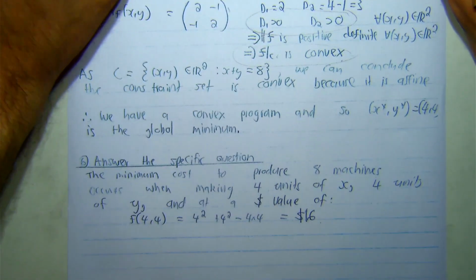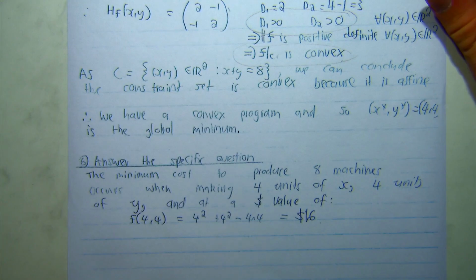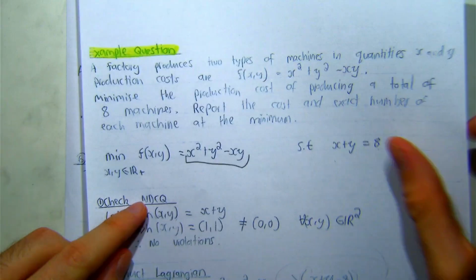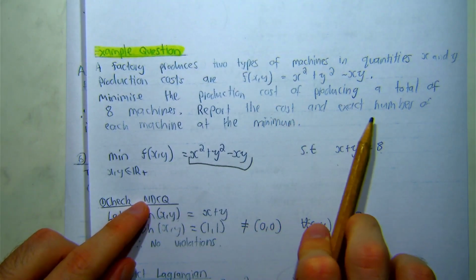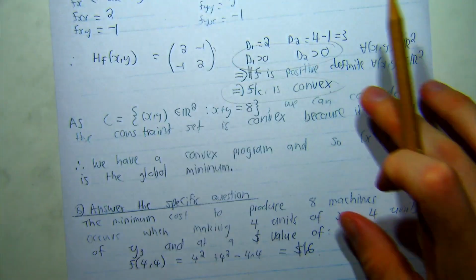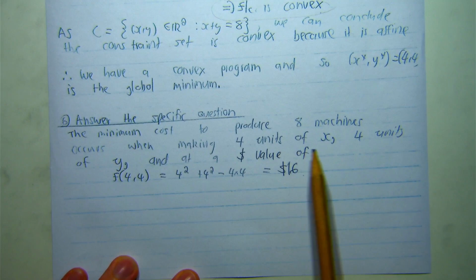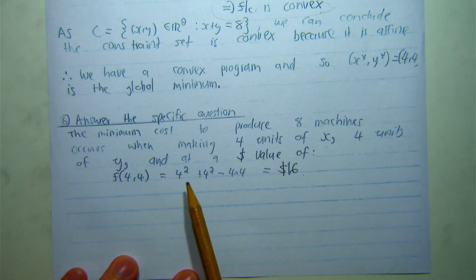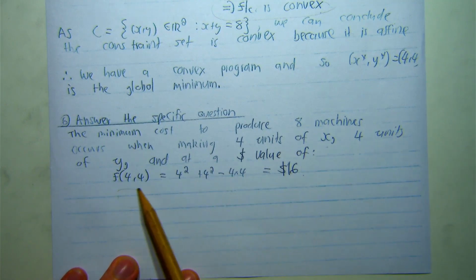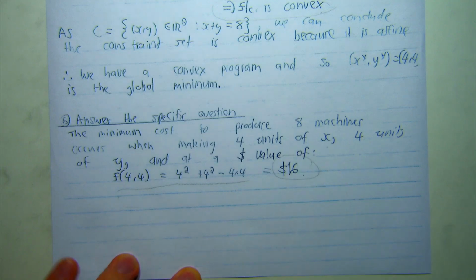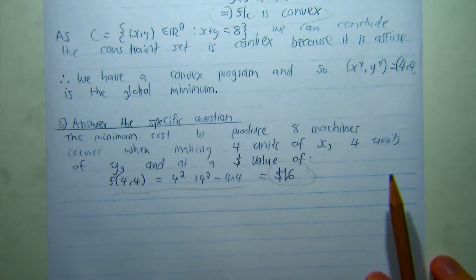And then lastly, at the end, answer the specific question. What did the question ask us to do? Report the cost and exact number of each machine at the minimum. So the minimum cost to produce 8 machines occurs when making 4 units of x, 4 units of y, and at a dollar value of, plugging into the objective function, $16. And that is the answer to our question.